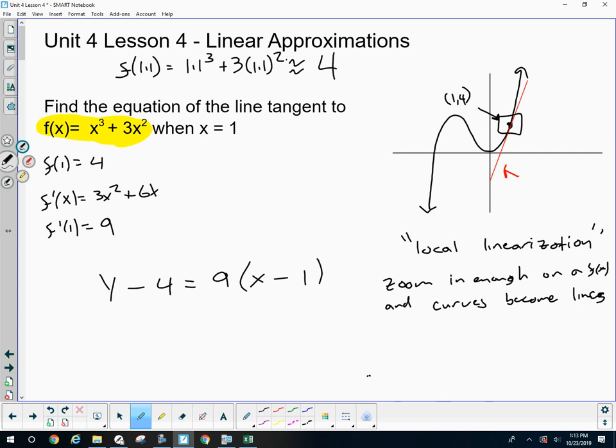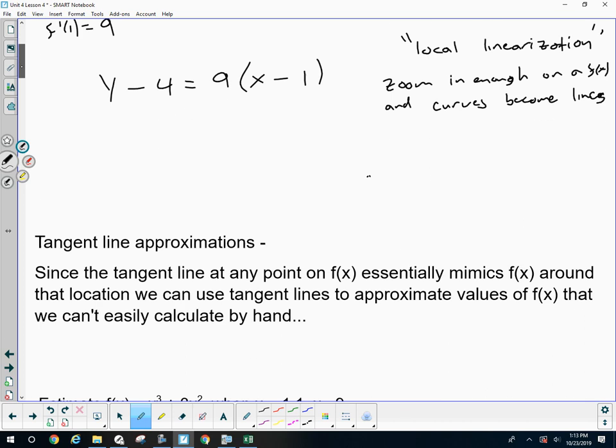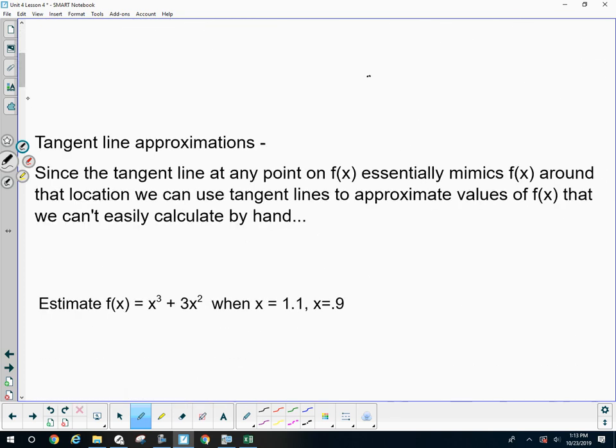That line, if I zoom in at this point, will be right on top of this function. We are going to use this equation to approximate values for f that are close to x equals 1. That's what we say here. Okay, so if you want to read that paragraph or just keep that in the back so you can refer to it, it's exactly what we were talking about.